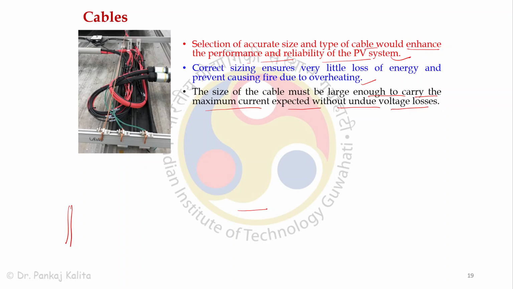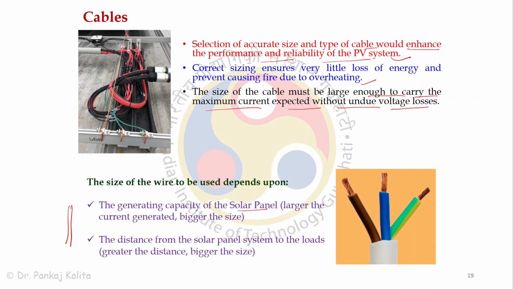I think most of the electrical engineers, or someone who has an electrical background, must be able to comprehend this slide, because there are several types of cables with color coding, and the sizing of the cables is also important. So the selection of the accurate size and type of cable would enhance the performance and reliability of the PV system. So yeah, there can be different types of cables.